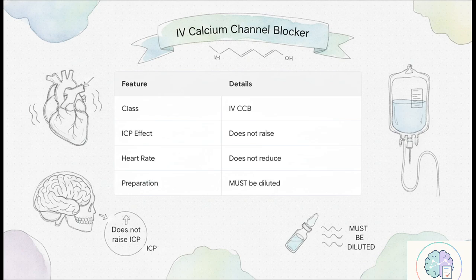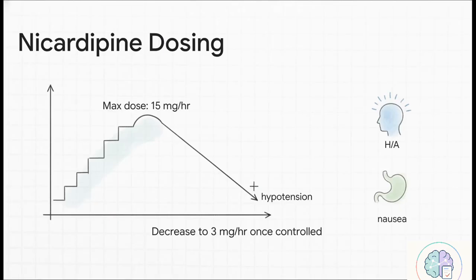But here is the massive operational takeaway for your shift. The ampules contain 25 milligrams, and they absolutely must be diluted before administration. You can never, ever push this straight from the ampule. So for dosing, you're typically going to start at 5 milligrams per hour IV. In off-label, highly urgent situations, some providers will jump straight to 10 milligrams per hour. From your starting dose, you titrate up by 2.5 milligrams per hour every 5 to 15 minutes, hitting a hard maximum of 15 milligrams per hour.